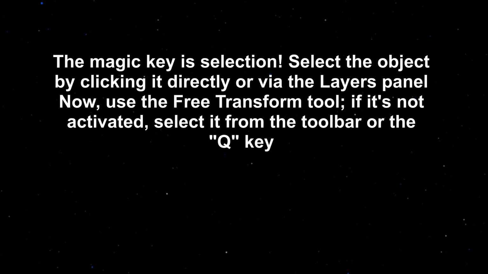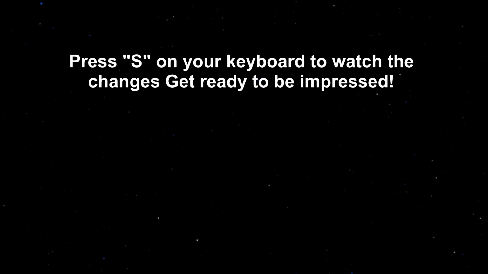The magic key: selection. Select the object by clicking it directly or via the Layers panel. Now use the Free Transform tool. If it's not activated, select it from the toolbar or press the Q key. Press S on your keyboard to watch the changes. Get ready to be impressed.